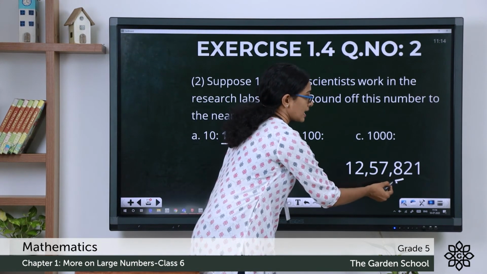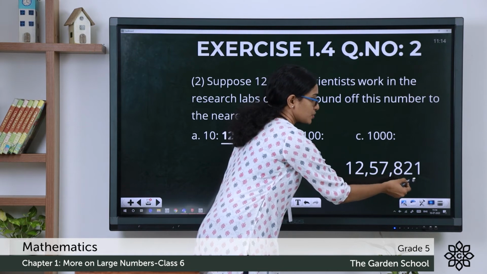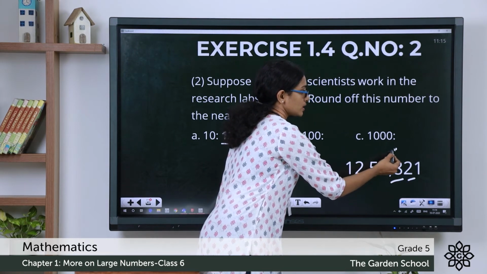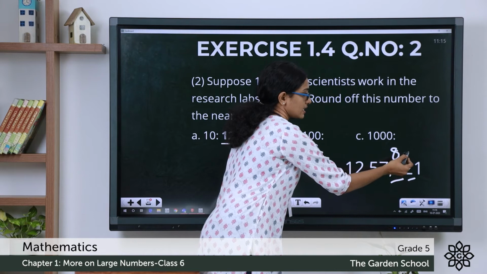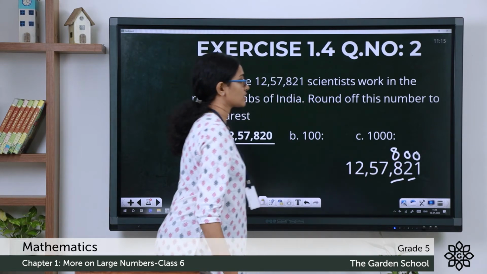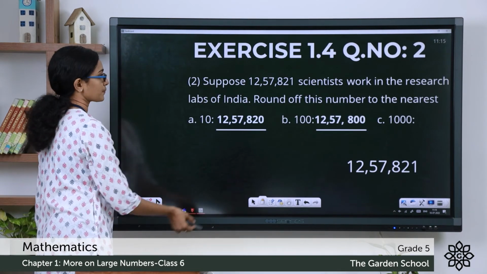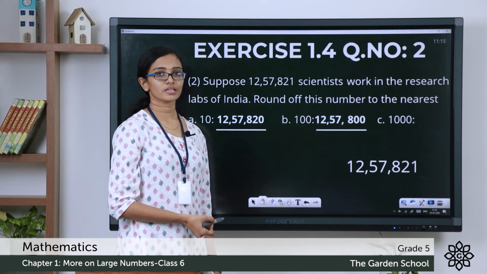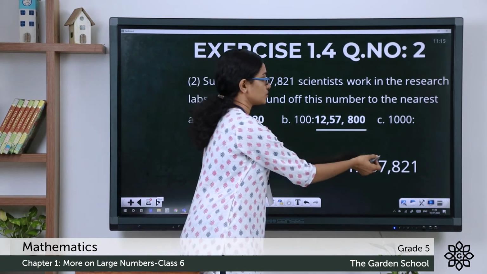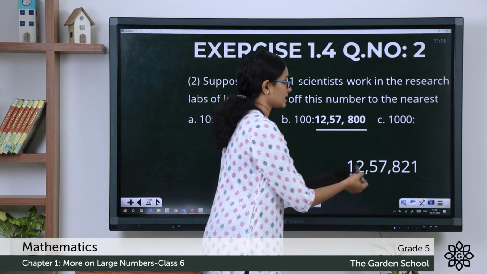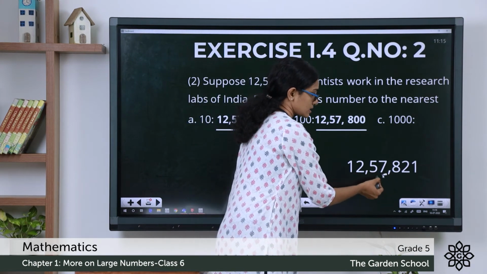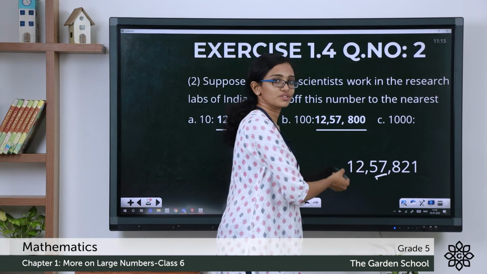The rounded digit is 8. To the right of it we have 2, which is less than 5. So let's keep this 8 as 8 itself and these two will be changed to zeros. So the answer is 12,57,800. Now to round off to the nearest 1000, the rounded digit is the 7, which is the thousands digit.